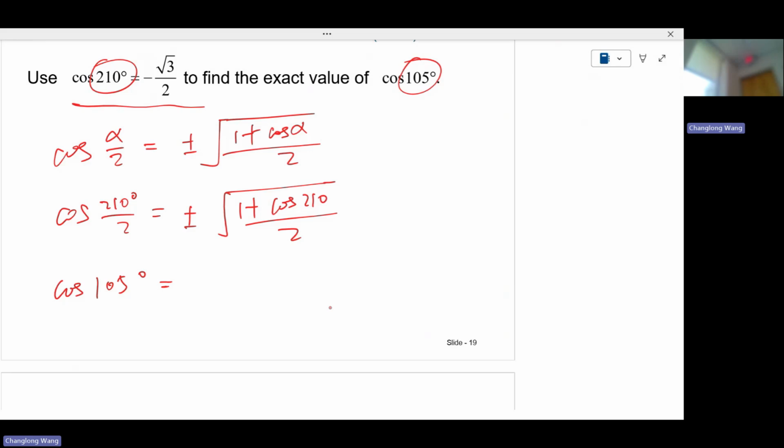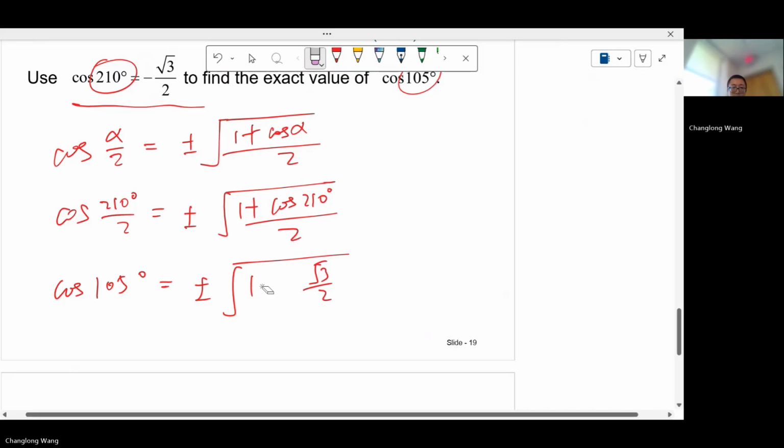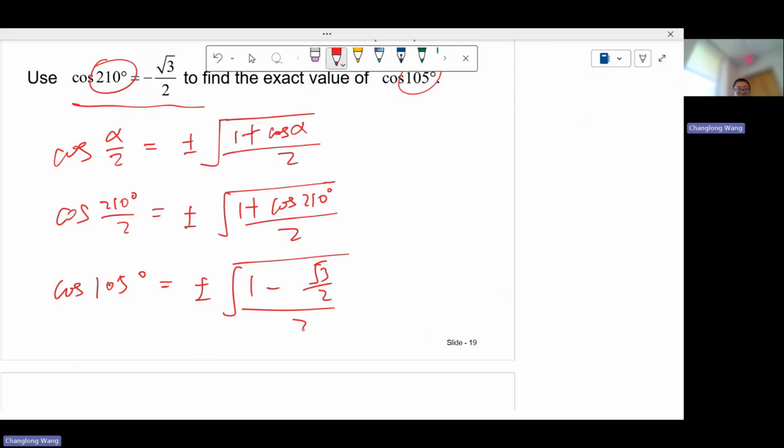But let's say you're not wrong if you want to just type in the calculator and get cosine 210, right? So can somebody do that for me? How much is cosine 210? 210 degrees. All right, so I'll still keep it plus minus square root of 1 plus. Okay, so negative square root 3 over 2. Okay, that means it's 1 minus root 3 over 2, over 2.